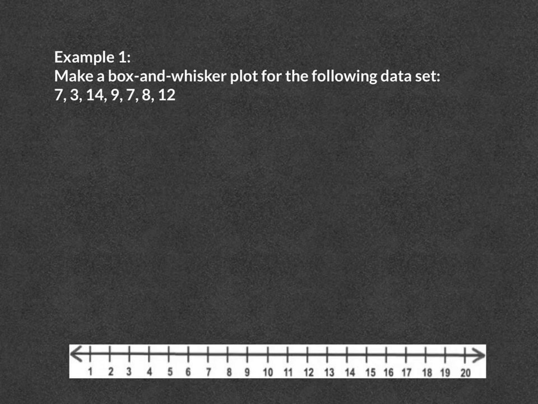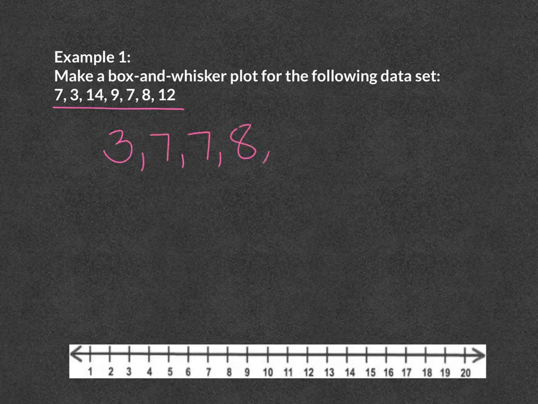Example number 1. Make a box and whisker plot for the following data set. I have 7, 3, 14, 9, 7, 8, and 12. So the first thing I'm going to do is take these numbers here and list them from least to greatest. So I have 3, 7, 7, 8, 9, 12, and 14.